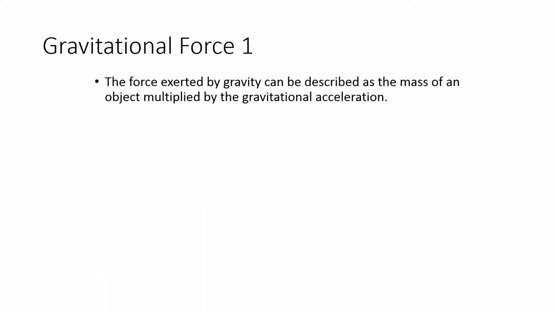We're actually going to use several models for gravitational force over the course of the semester, and this is the first one, which is why it's gravitational force 1. The force exerted by gravity can be described as the mass of an object multiplied by the acceleration of that object caused by gravity, the gravitational acceleration. This is what we call the weight of the object.